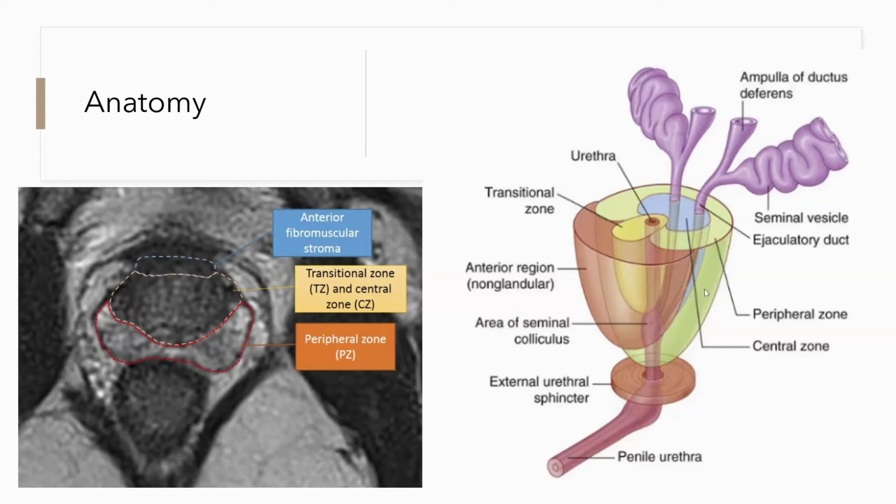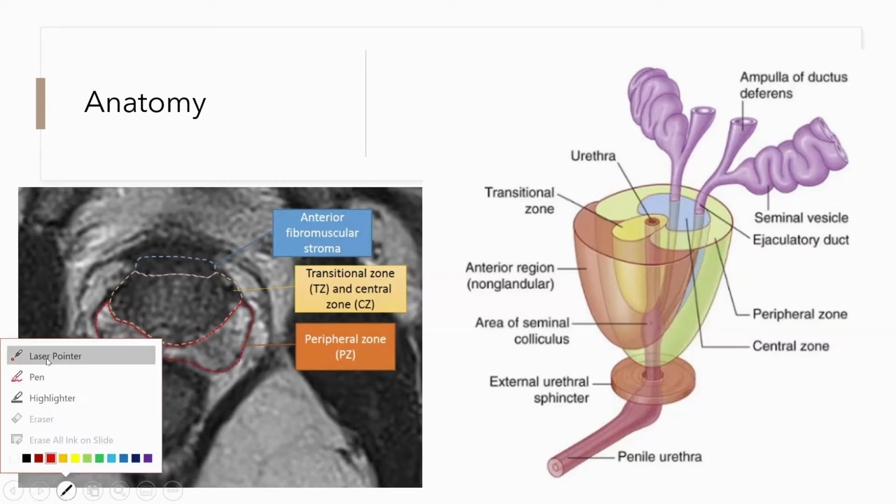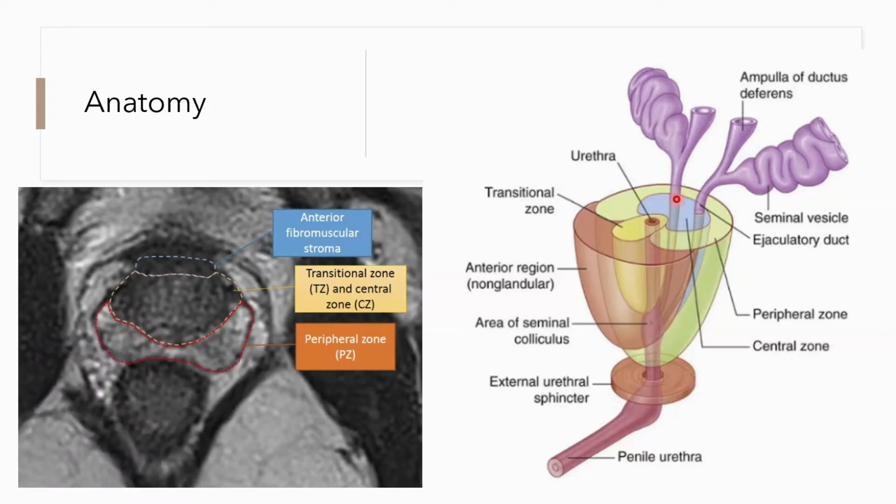Now, if you look at the diagram on the right, you will see that the prostate has several parts, the prostate gland. If you look at it from anterior to posterior, the anterior part is a fibromuscular stroma. Okay, there are no glands in this part, and this part usually appears dark in the T2 weighted MRI.